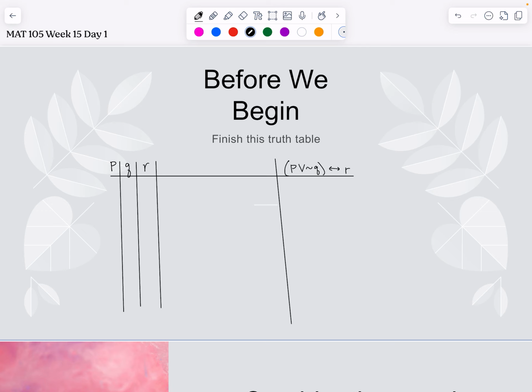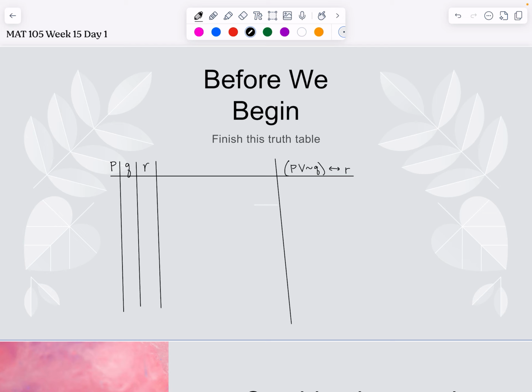Before we jump into our probabilities, I wanted to give you another review for your final. So we're going to be finishing a truth table, so that way we're refreshing our minds on what all that entailed. We have P, Q, and R. What we want is the truth value for P or not Q if and only if R. So since we have P, Q, and R, that means we're going to have 8 values going down each column.